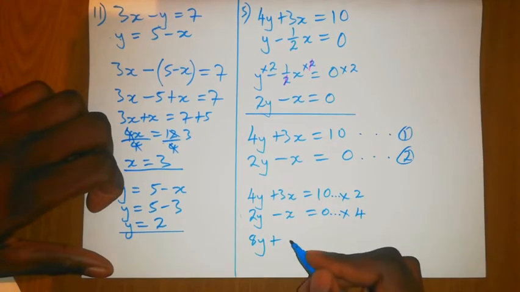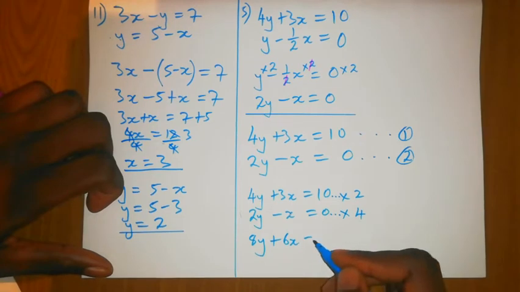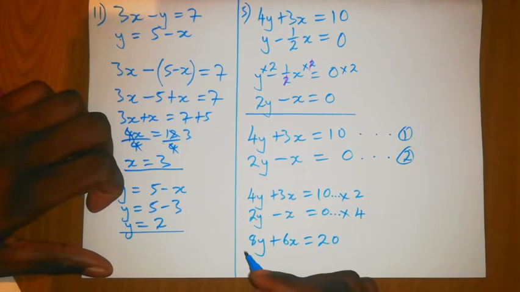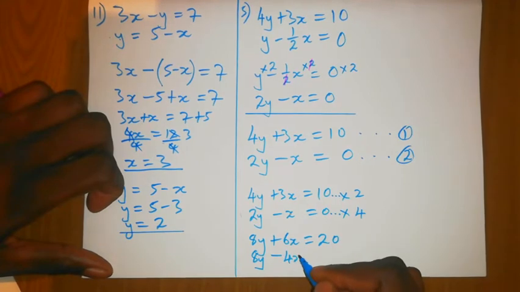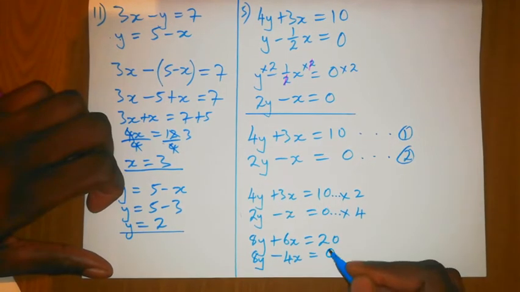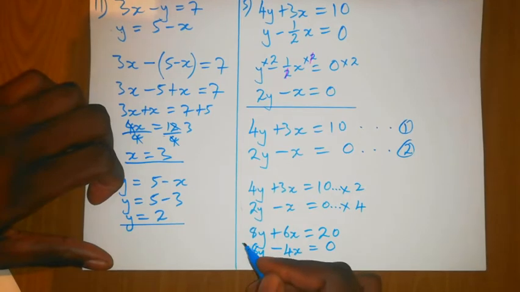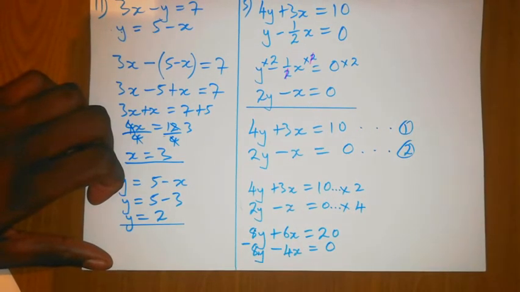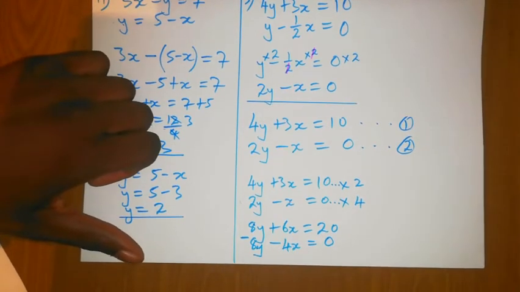8y plus 6x is equal to 20. Then 8y minus 4x is equal to 0. I'm going to separate here. 8y minus 8y, that's a 0. Then take note of this one.